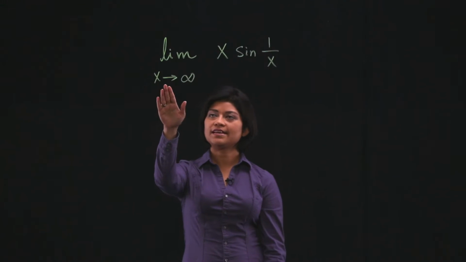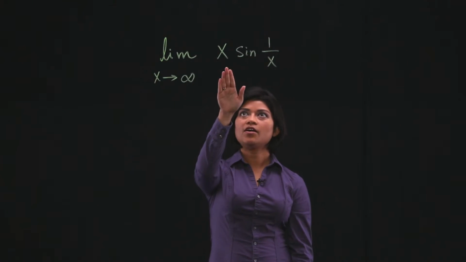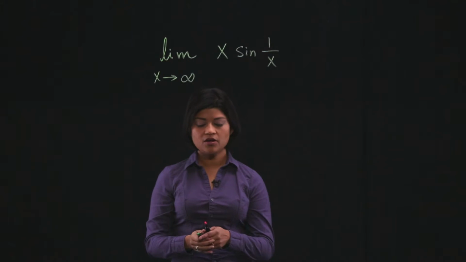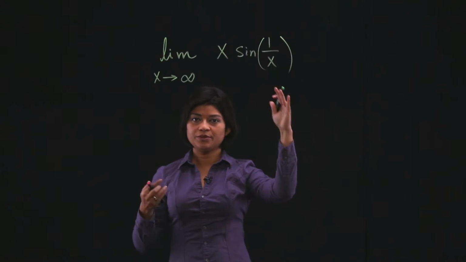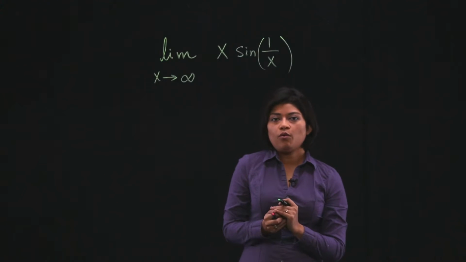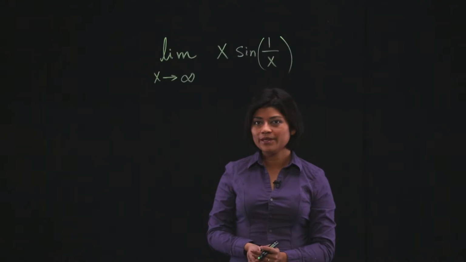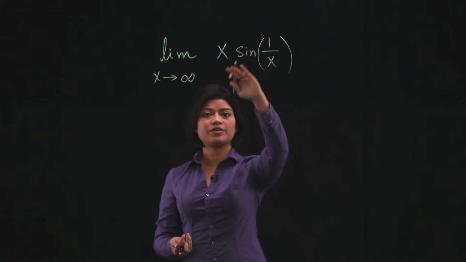And the limit is, as x approaches infinity, of x times sine of 1 over x. So this is the limit that we have to evaluate. Now, what do you usually do when you evaluate a limit? Well, we directly substitute, right?